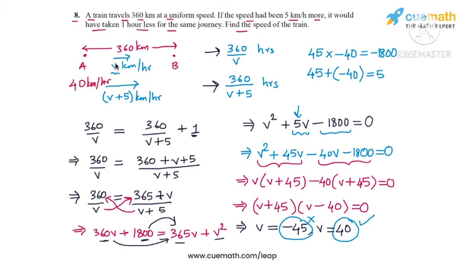At 40 kilometers per hour, the train will cover a distance of 360 kilometers in 360 by 40, or 9 hours, right? And if the speed is increased by 5 kilometers per hour, so the speed becomes 45 kilometers per hour, which is V plus 5, then the time taken would be 360 by 45, which is 8 hours. And we find that 8 is 1 less than 9. So this answer 40 aligns with what is told to us in the problem statement. So the answer is that the speed of the train is 40 kilometers per hour.